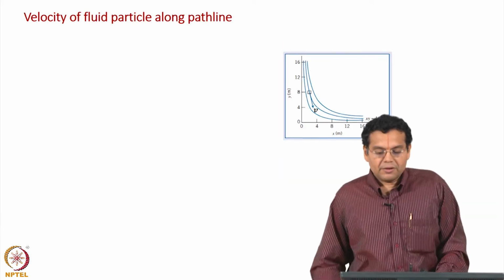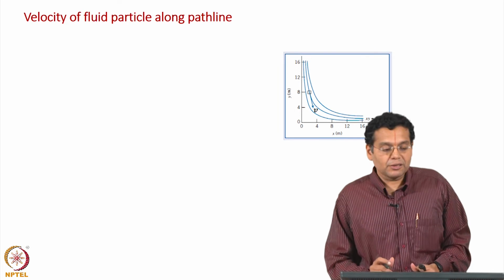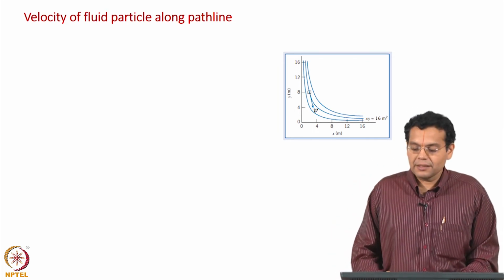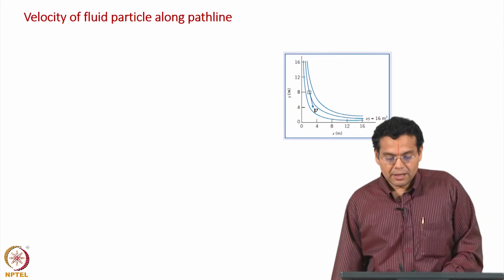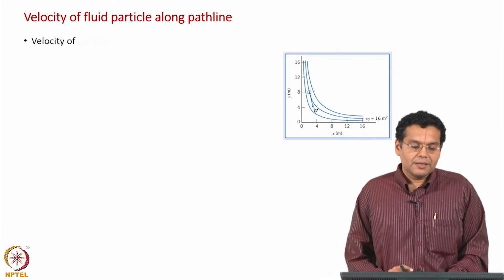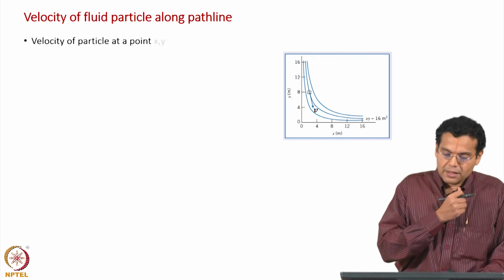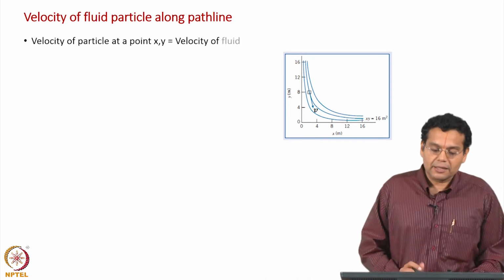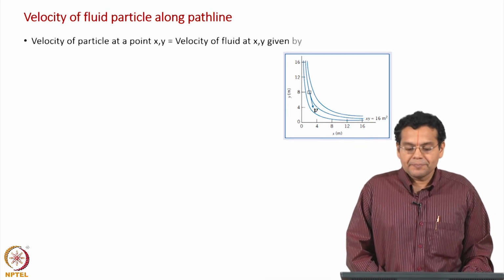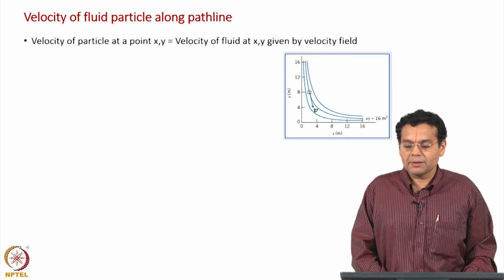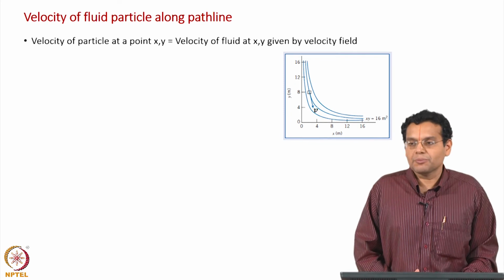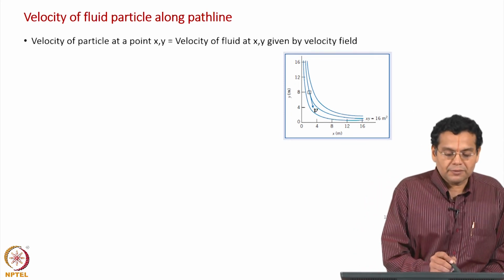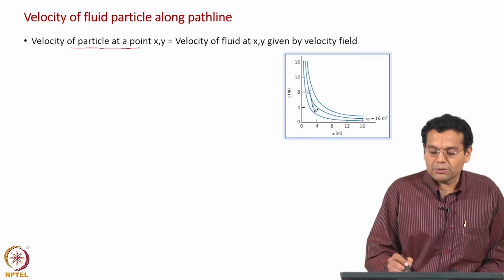The third part of the question was to find out the velocity of the fluid particle at some time instant along its path line. Let us see how we do that. Velocity of the particle at a point x comma y is equal to the velocity of the fluid at x comma y given by the velocity field. This we have seen several times, relating a Lagrangian viewpoint to the Eulerian viewpoint. So, the velocity of the particle is equal to the velocity of the fluid.